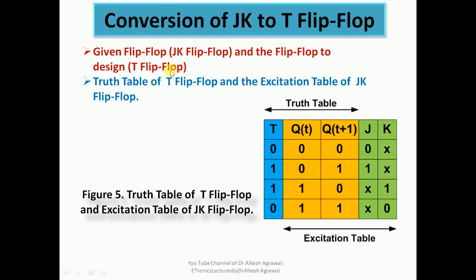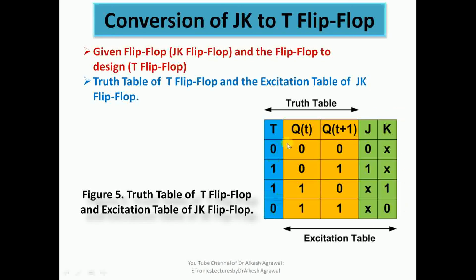So according to the second step, we have to write the truth table of the T flip-flop and the excitation table of the JK flip-flop. You can see in this diagram that we have made certain modifications in the table, because generally in a truth table we first write QT, then the input, and then the next state. Because in the same table we have to depict the truth table as well as the excitation table, we have changed the sequence. First we write the input T, and then QT and QT plus 1, and with this QT and QT plus 1 we will be able to directly predict the excitation table of JK.